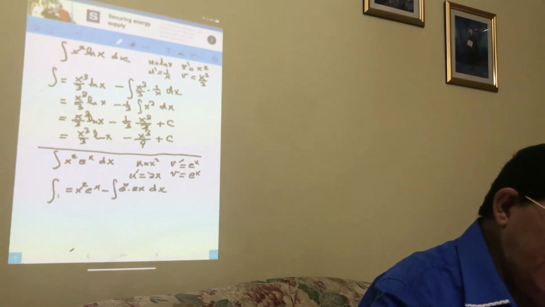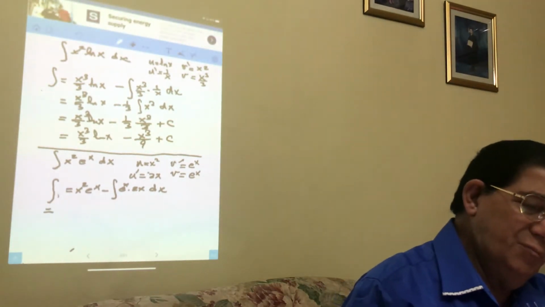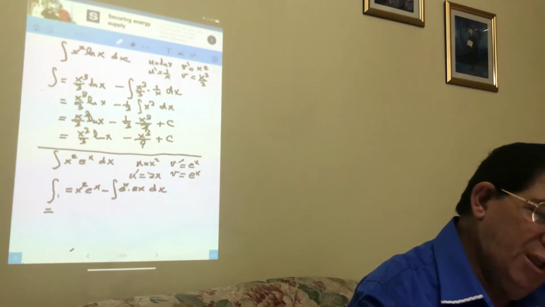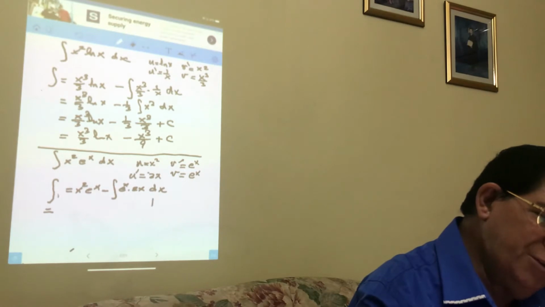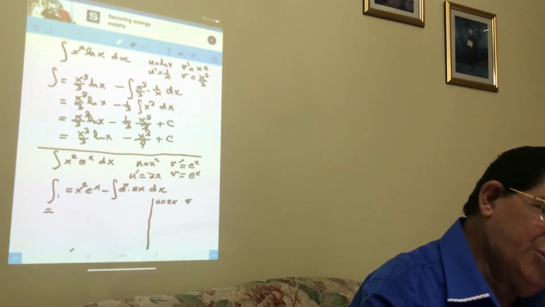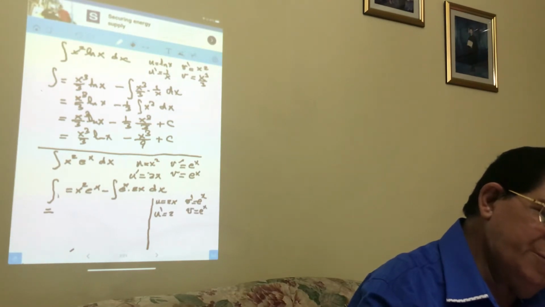This is again a problem which has to be done by parts. The second part here has to be done by parts, therefore we do it here on the side. We say u is 2x and v dash is e power x. u dash is 2 and v equals e power x.